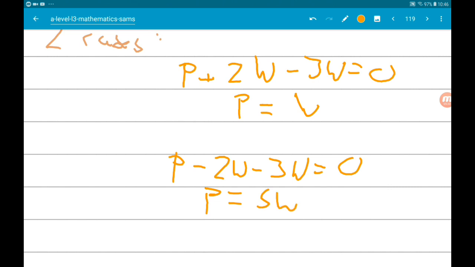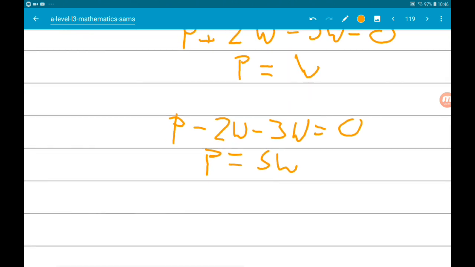So what we have found is a minimum and a maximum value for P. So the range is that P is greater than or equal to W, less than or equal to 5W.